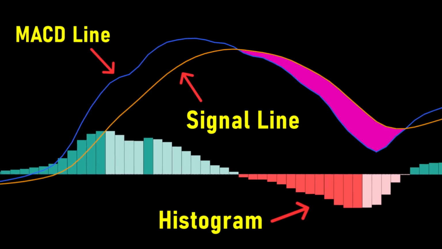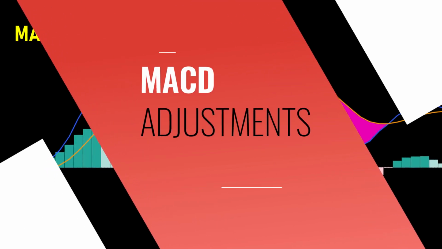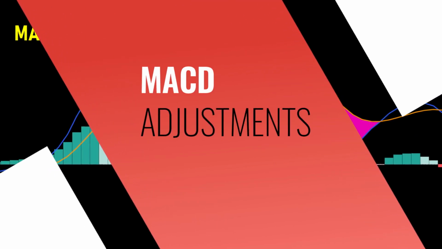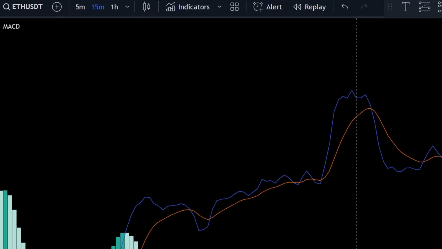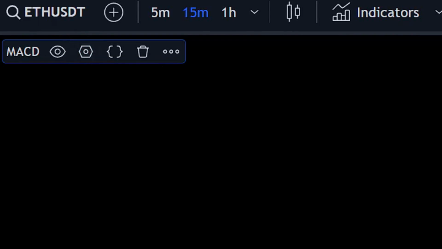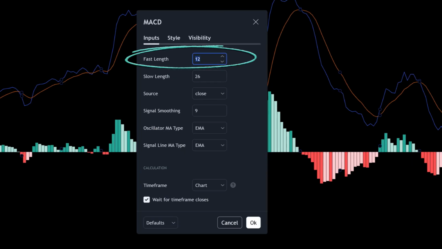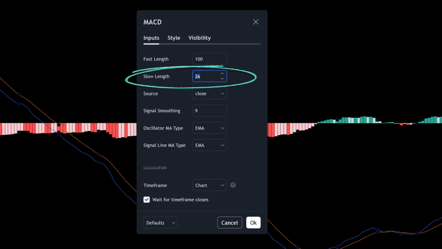Now we're going to make some minor adjustments to the settings to ensure that it serves as the effective confirmation within our strategy. To begin, let's open the MACD settings and navigate to the Inputs tab. We're going to modify the fast and slow moving averages to tailor the indicator to our specific trading strategy. Change the fast moving average to 100 and the slow moving average to 200. By adjusting these settings, we'll have a clear view of the market's momentum and trend direction.